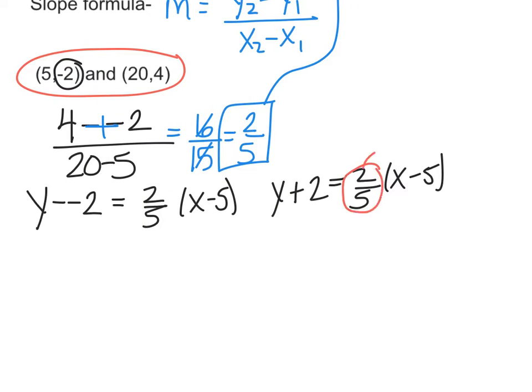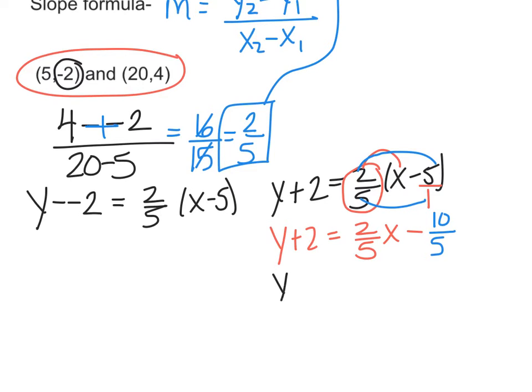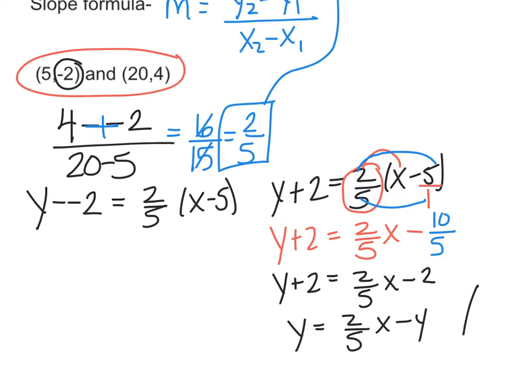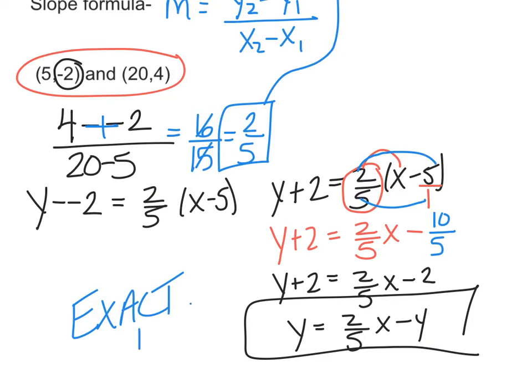When I multiply this 2/5 through, so that's y plus 2 equals 2/5 x minus, picture this as 5 over 1. So when I multiply fractions, on top I get 10, and on the bottom I get 5. So I'm going to say that's y plus 2 equals 2/5 x minus 2. Subtract that 2 over, and y equals 2/5 x minus 4. Now let's go ahead and box that in. That is the exact equation that goes through those 2 points. It is not a best fit line. It is truly the exact equation.